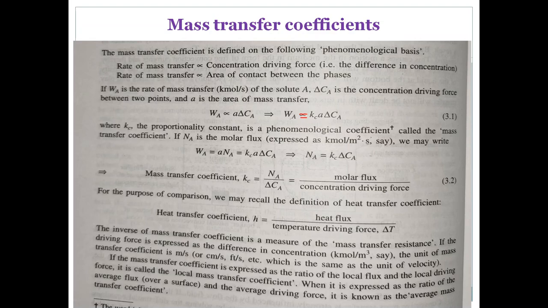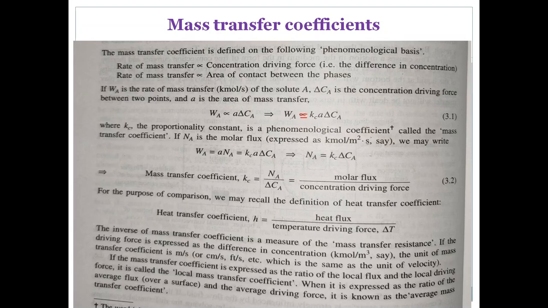Mass transfer coefficient is Kc, it is the molar flux by concentration. And similar to your heat transfer coefficient, you have the average local heat transfer coefficient and average heat transfer coefficient. Local heat transfer coefficient means it is at a particular point, and if you take the average of this, that will be the average heat transfer coefficient. Similarly, in mass transfer also, there are two types of things. One is local mass transfer coefficient, another is average mass transfer coefficient.